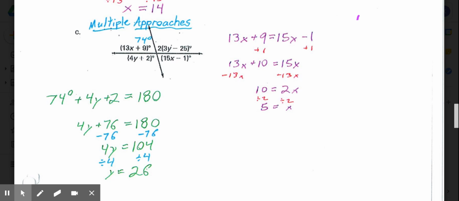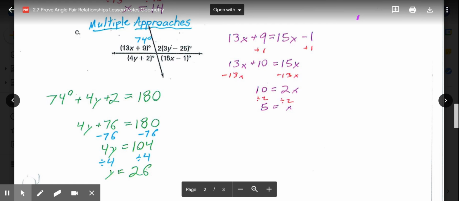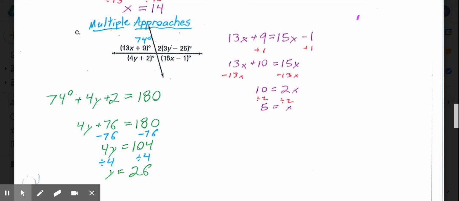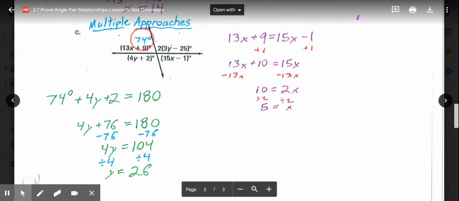Now that I know x equals 5, what I did is put that back into one of these two angle expressions. So 13 times 5 plus 9 gives me 74 degrees.